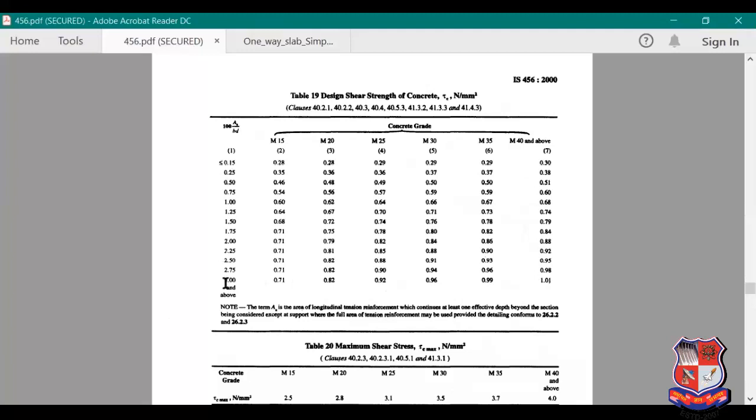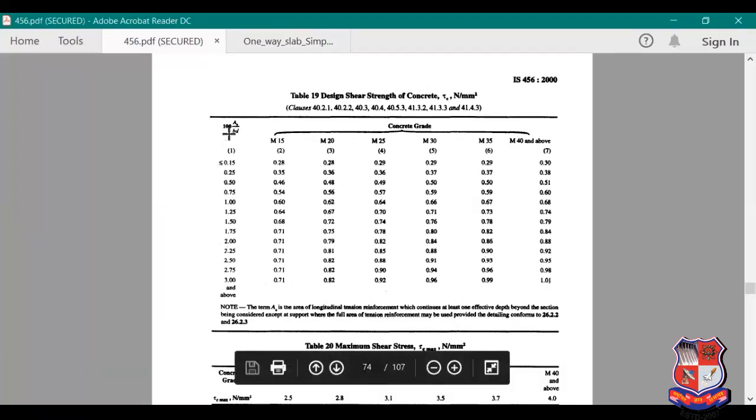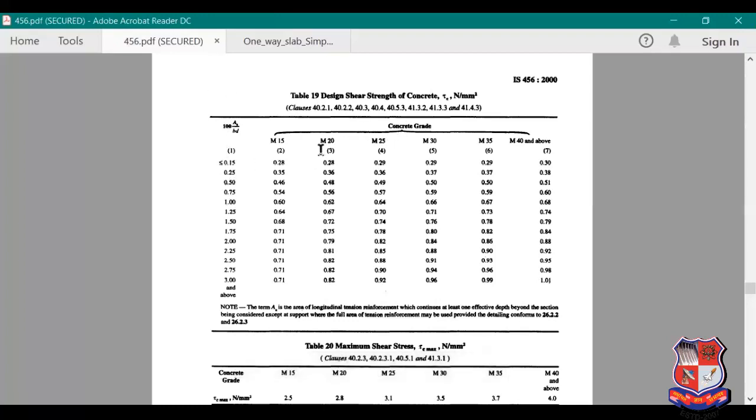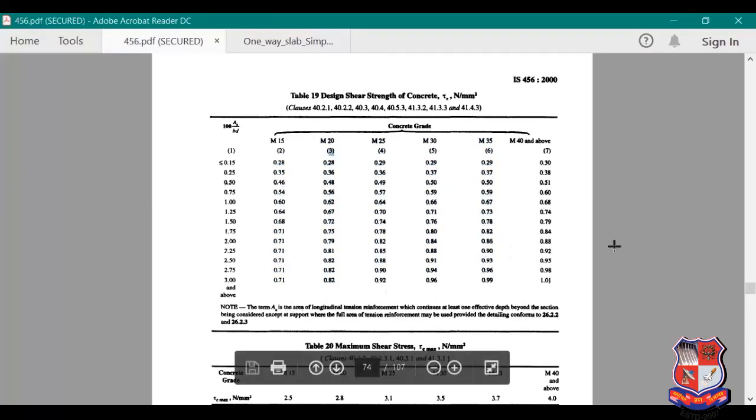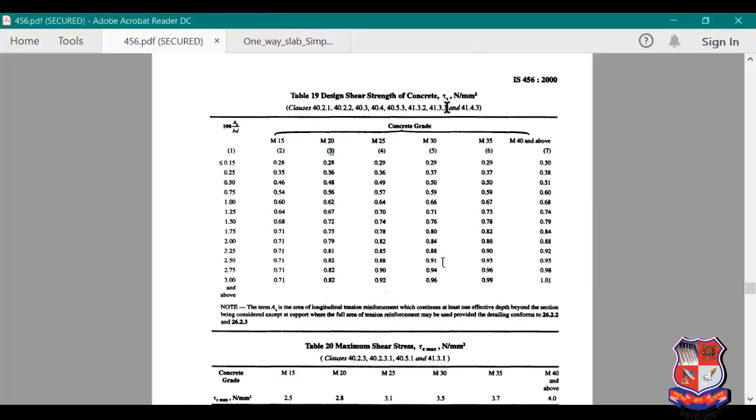You know that in this column it has PT, 100 Ast upon bd, which is ultimately the percentage of steel according to my area of steel. That is the concrete grade. My concrete grade for this example is M20, and the inner numbers are called tau c, because it is the design shear strength of concrete, tau c. It is used to find out tau c.